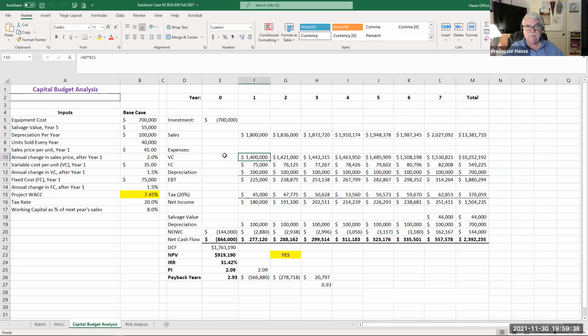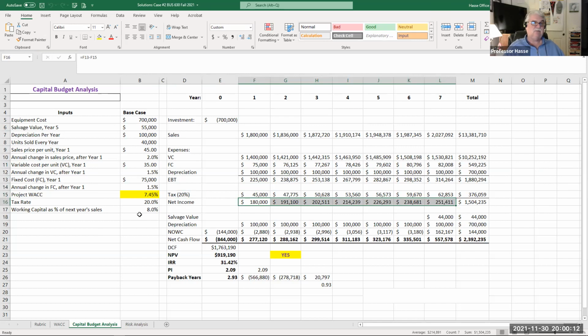Our variable costs are projected at $35 a unit times the 40,000 units, and that inflation rate is 1.5% a year. The fixed cost is given to us at 75,000, and that is inflated by 1.5% a year. Thus, we get our earnings before taxes, sales minus these 3 expenses, taking 20% of that amount gives us our taxes, and there's our net accounting income for this case, $1.5 million.